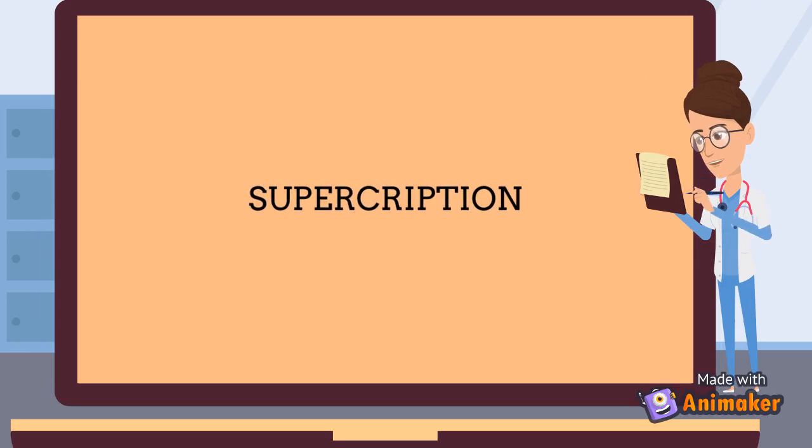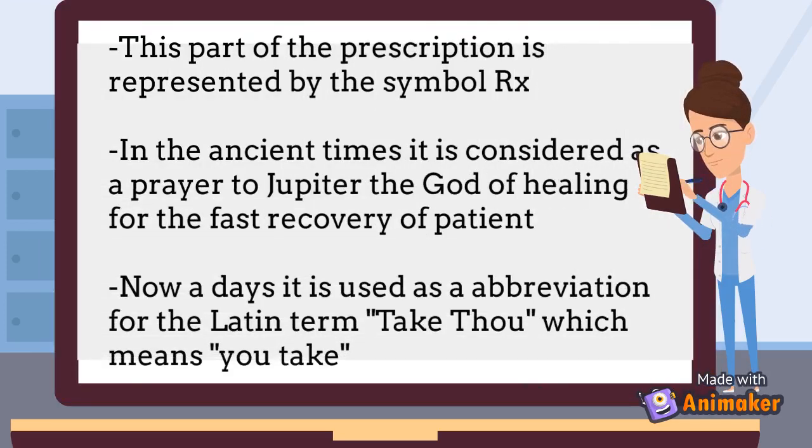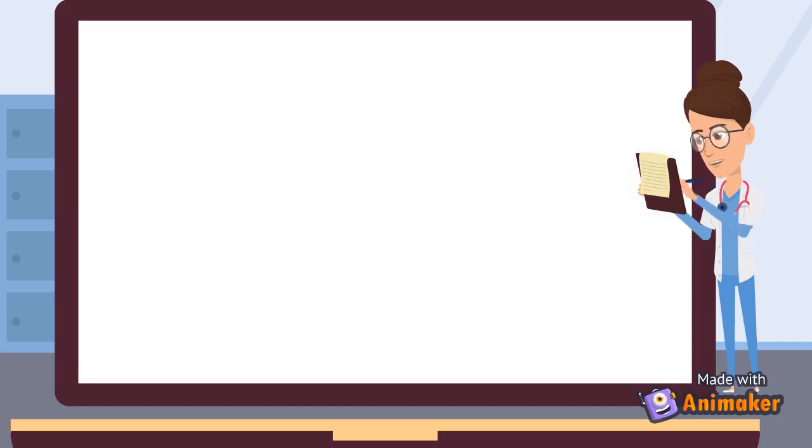The fourth part of the prescription is the superscription. This part of the prescription is represented by the symbol Rx. In ancient times, it was considered a prayer to Jupiter, the god of healing, for the fast recovery of the patient. Nowadays it is used as an abbreviation for the Latin term "recipe," meaning "take thou," which means you take.